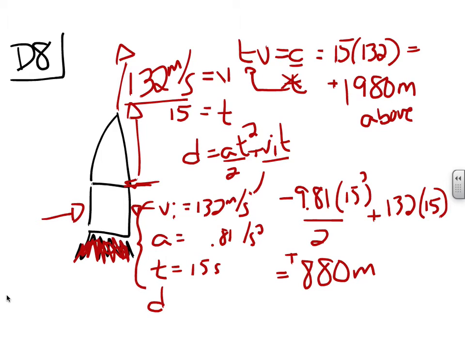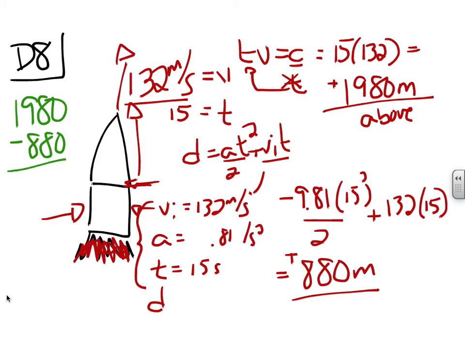So how far apart are they was what I asked. If this one is this much above the detached position, and this one is this much above the detached position, then of course all I have to do is subtract them. So here I'm just going to take 1980 and I'm going to subtract 880, and what do you know? That's going to turn into 1100 meters apart.